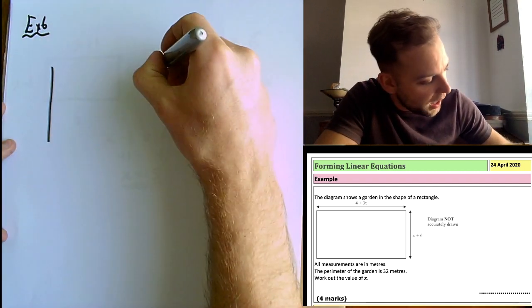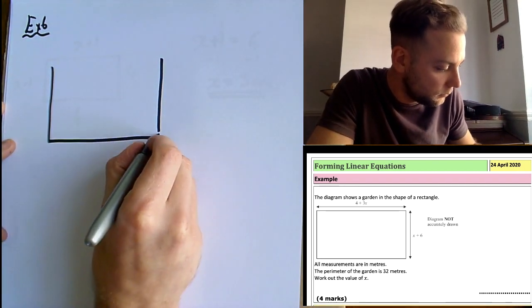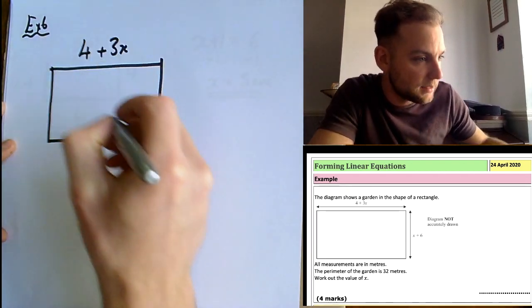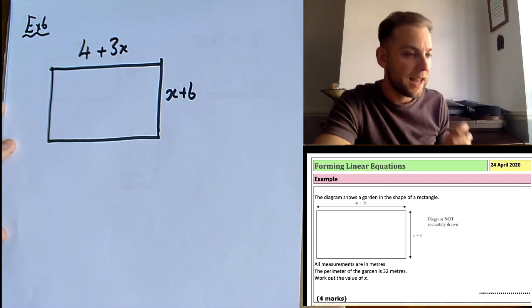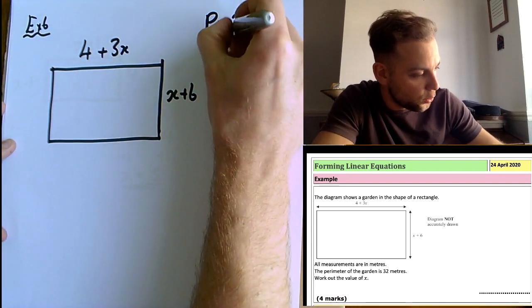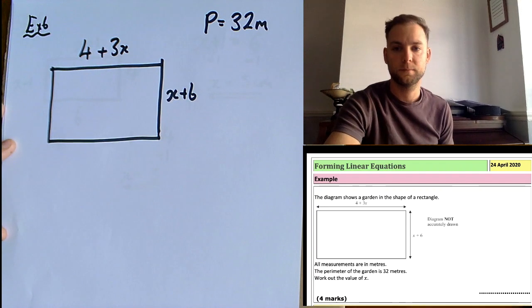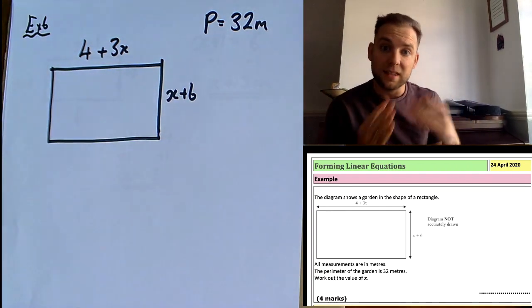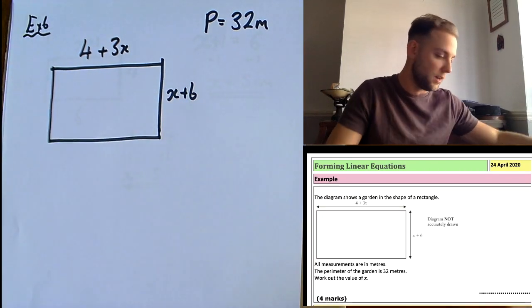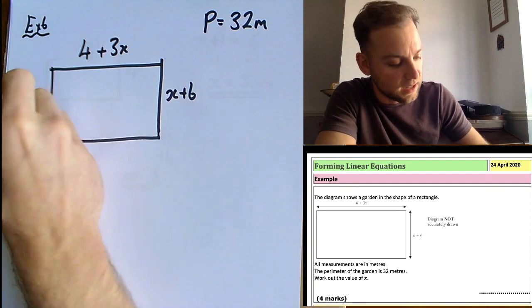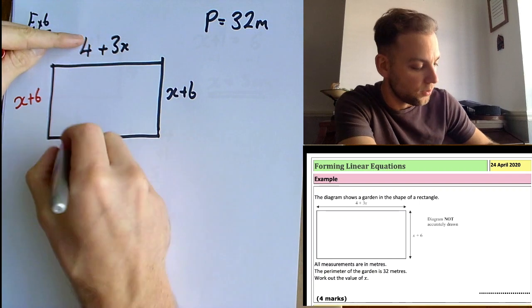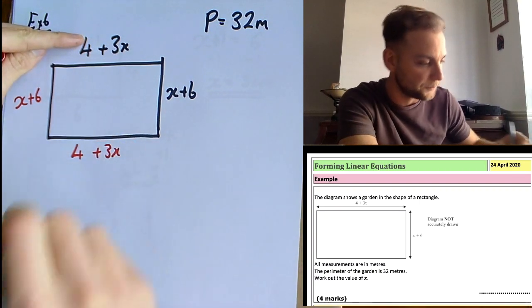So here we've got a rectangle, and we've got 4 plus 3x, and we've got x plus 6. Now it's telling me that the perimeter, so the distance around this, is equal to 32 metres. Okay? Now again, similar to the last one, because we know it's a rectangle, I know that these two sides are the same. I'll write this one in red so you can see what I'm doing. So this side is equal to this side. So that's equal to x plus 6. And the top is equal to bottom. So this one's equal to 4 plus 3x.